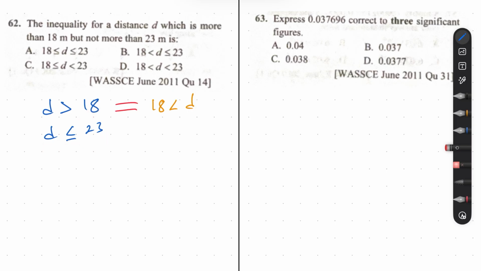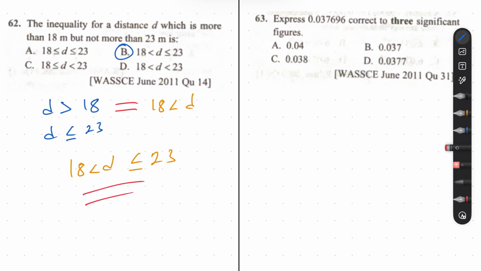So now if we combine this, 18 is less than D, and D is less than or equal to 23. How do we write that? We write that like this. We have 18 is less than D, and is less than or equal to 23. So this portion is this portion, and this portion is this portion. You got it right? Cool. All right, so that is our answer. So let's see which of the options matches this. That is B. Cool. Let's move on to question number 63.